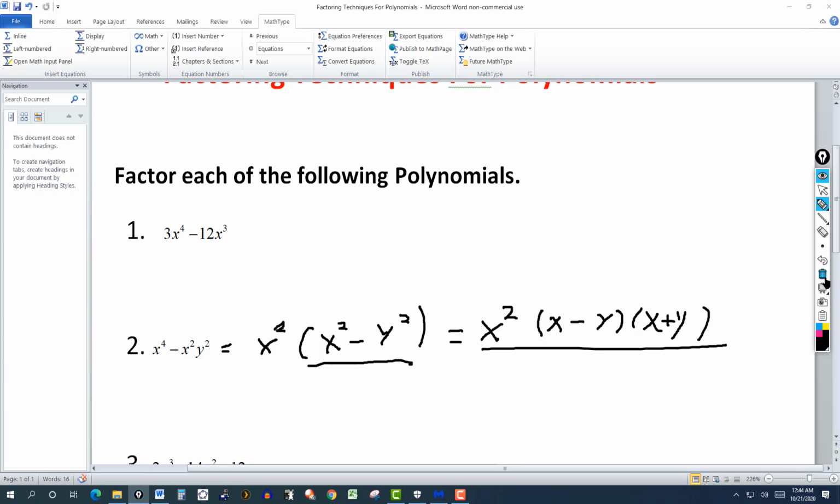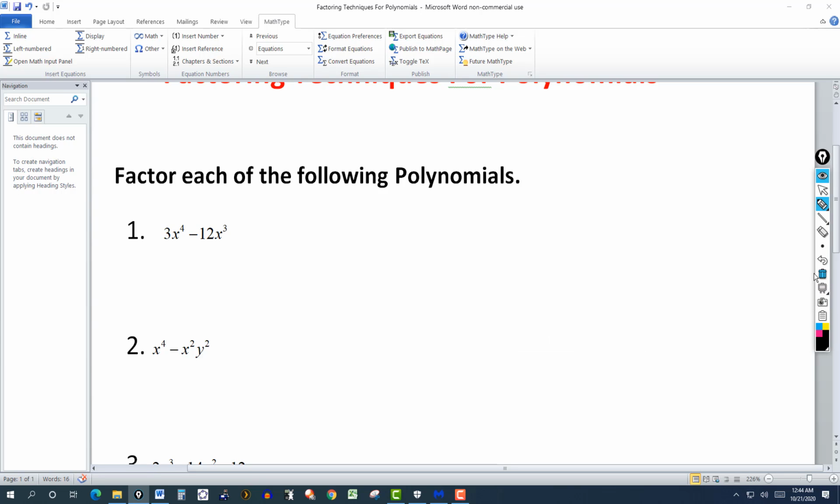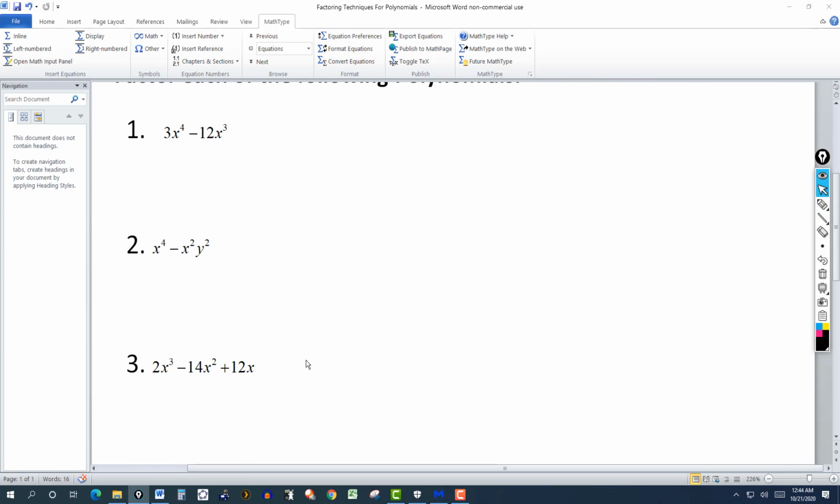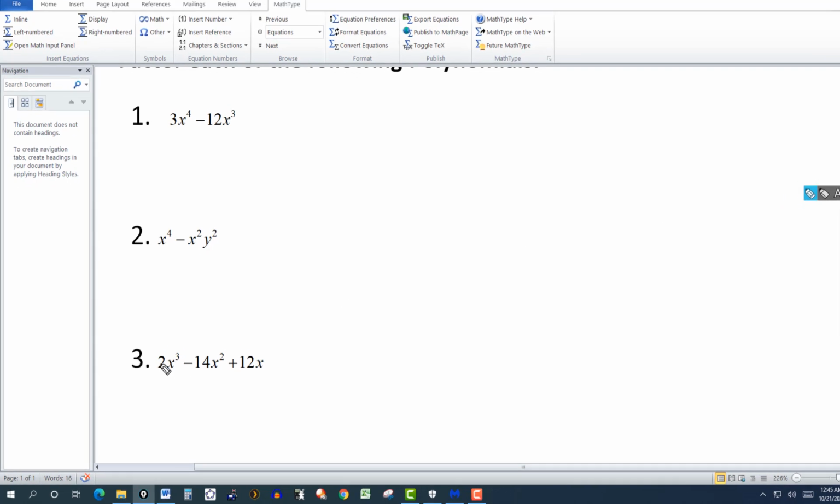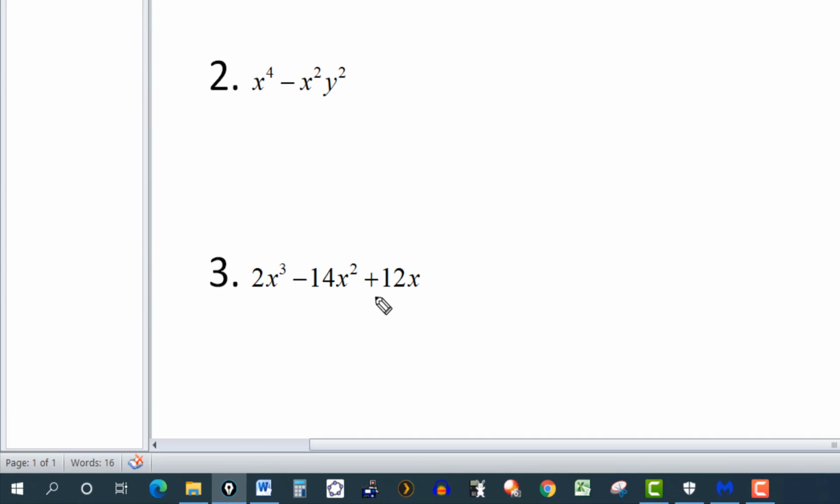Okay, let's clear this. Go to the next one. Now here I have what is called a trinomial. It has three terms. So again, always look for a common factor. So notice every term has an x in it. x to the third, x to the second, x to the first. So that means I can factor out an x from the three terms.